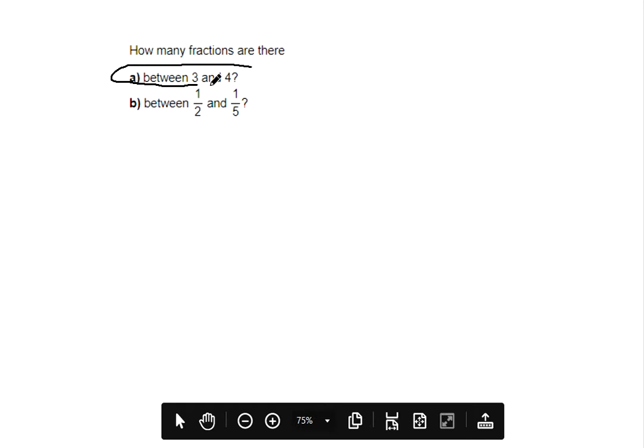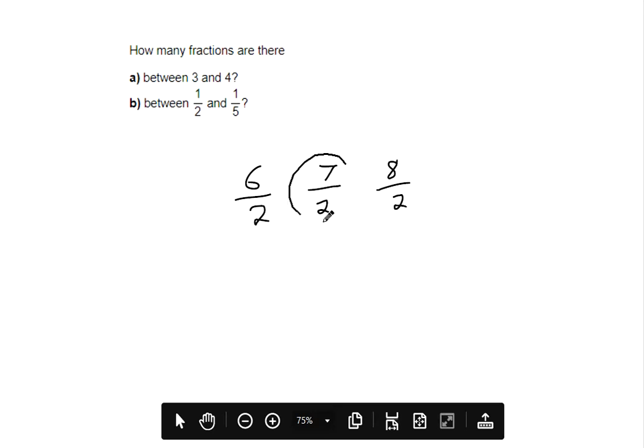How many fractions are between the numbers 3 and 4? One way of looking at this is the fraction 6 over 2, right? Because if you do 6 divided by 2, that makes 3 in your calculator. 4 could be 8 over 2, because 8 divided by 2 makes 4. And there's definitely at least one fraction in between them, right?